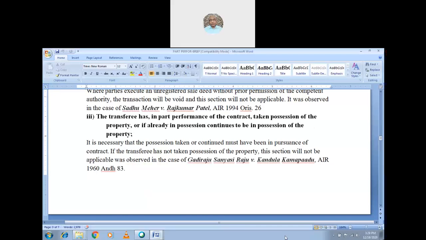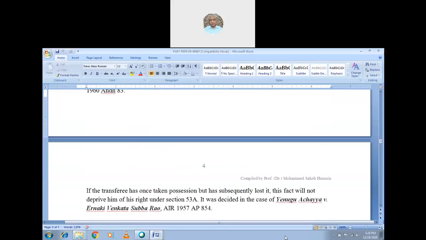For a gift it cannot be applicable because there is no consideration. So all these things will come into the picture. It is necessary that the possession taken or continued must be in pursuance of the contract. If the transferee has not taken possession of the property, this section will not be applicable, which was observed in the case of Gadiraju Sannyasi Raju versus Kandula Kamapadu, AIR 1960 Andhra Pradesh 83.